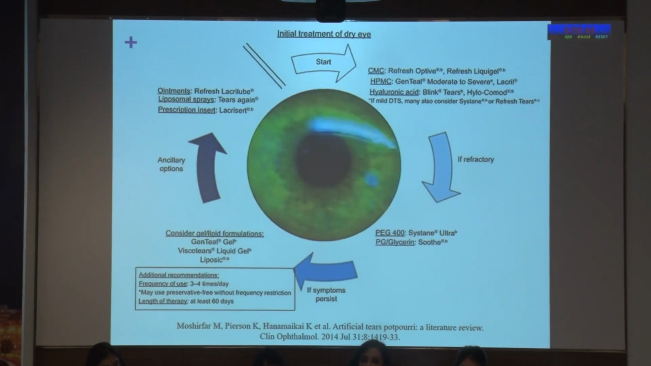Now there's a very interesting paper published in 2014 by Dr. Moshedfar and group, a literature review of all the articles on dry eye and artificial tears published till that date, and they gave an algorithm saying that for the initial treatment of dry eye, if it was mild, most of the authors used CMC and HPMC as well as sodium hyaluronate. If it was refractive, they would add the polyols, that is polyethylene glycol and propylene glycol.